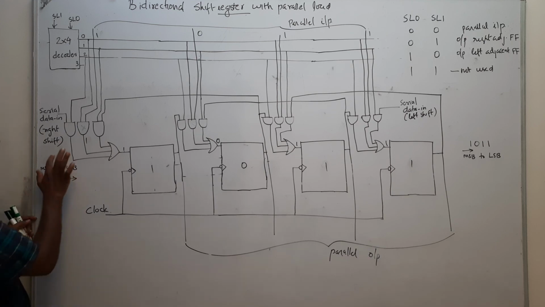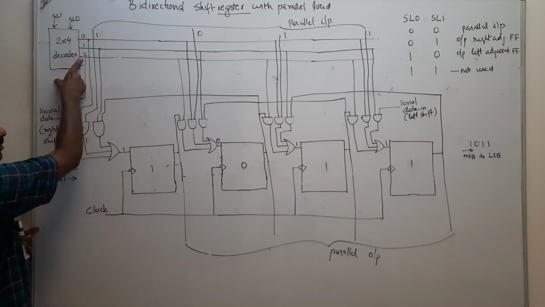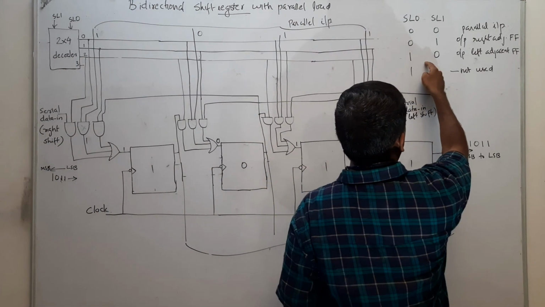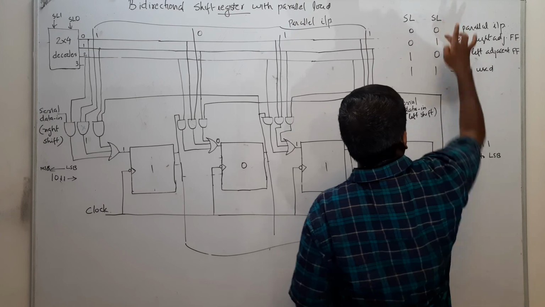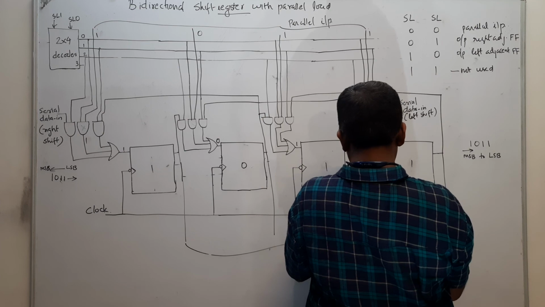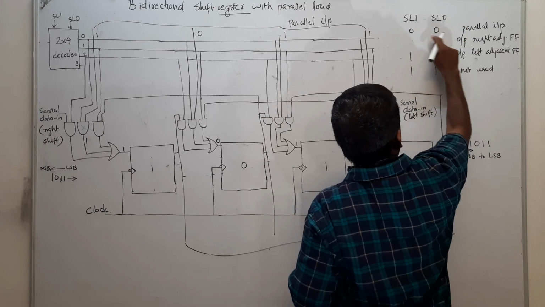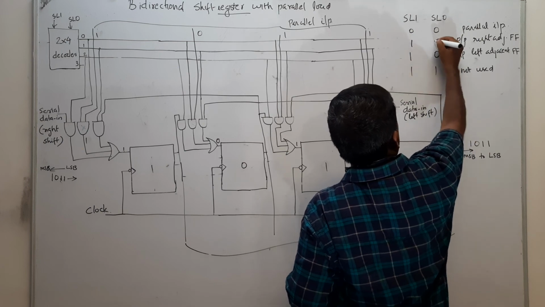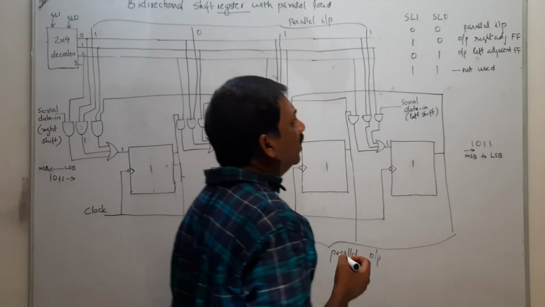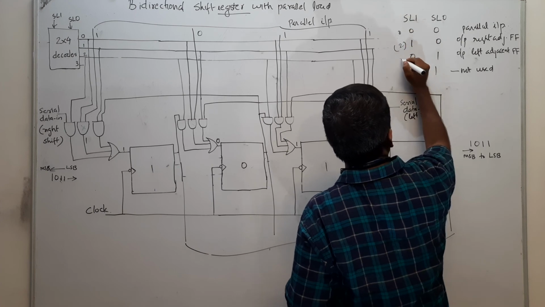In that case, as it is a right shift, line number 2 will be active. That means SL1 and SL0. If this is SL1 and this is SL0, this will be 1 0 and this is 0 1. Then this one stands for 2. This is 0, this is 2 and this is 1.